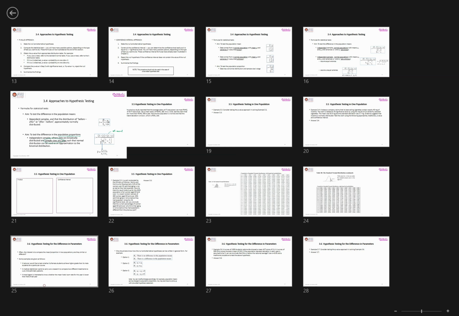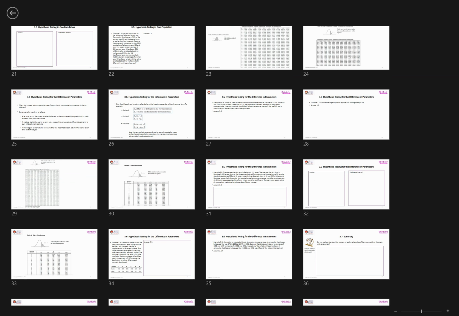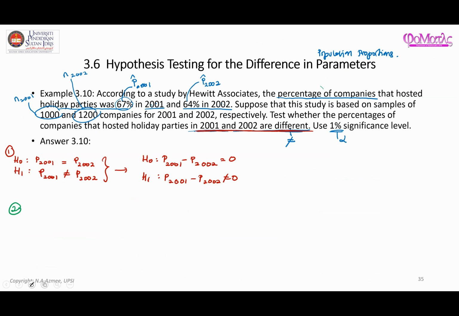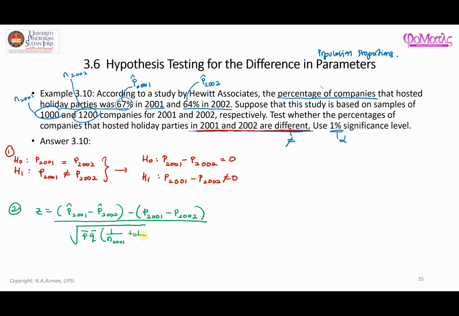Alright, let's go back to our example. Here I'm just going to write down the formula, and when you write down the formula you have to follow the convention given here, which is 2001 minus 2002. So therefore the sample proportion of 2001 minus the sample proportion of 2002, and accordingly you will have the proportion for 2001 minus the proportion for 2002. This one is over square root of p bar q bar times 1 over sample size for 2001 plus 1 over sample size for 2002. Okay.